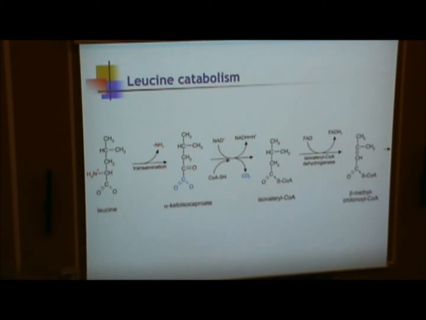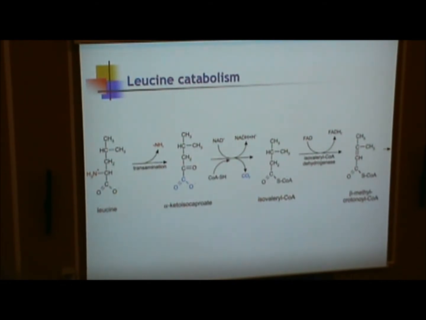So leucine, this is leucine, carboxylic group, amino group. It is submitted to transamination. The amino group is transferred to an acceptor. The leucine is converted into alpha-keto isocaproate.